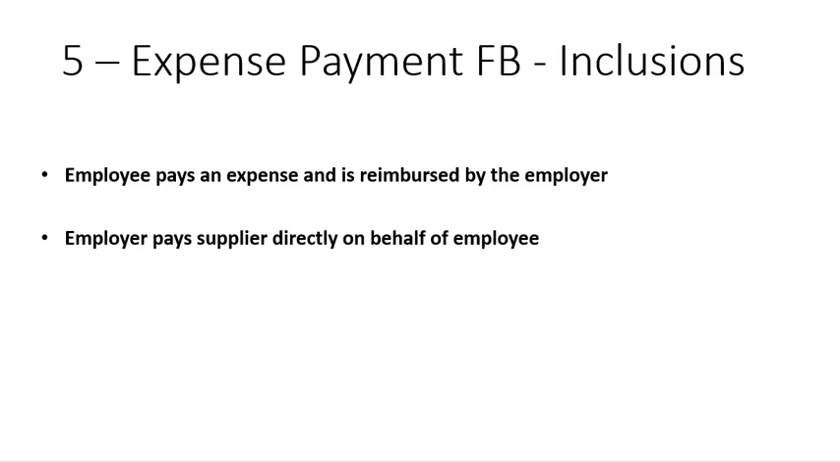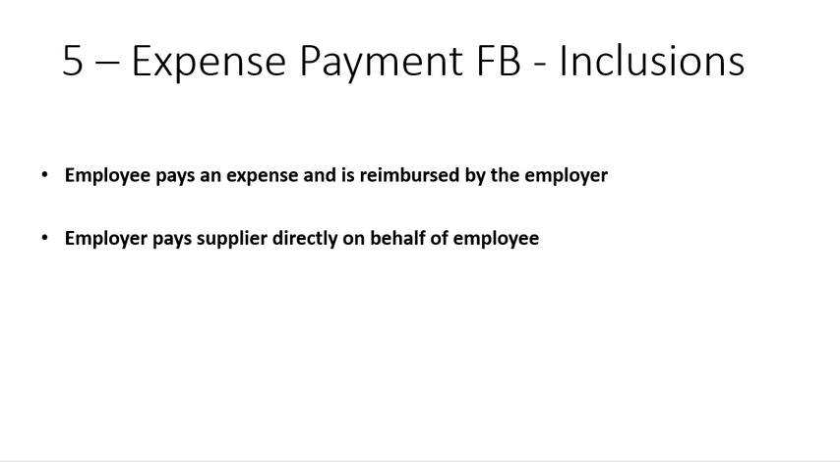Okay, so this video deals specifically with the expense payment fringe benefit, which is covered under Division 5 legislation. So the fringe benefit can arise in two ways. Firstly, if the employee pays an expense and is then reimbursed by the employer, then a fringe benefit will arise. An example of this is, say, the employee pays $100 on, say, a gym subscription, and the employer decides they want to reimburse that, then that would be a fringe benefit.